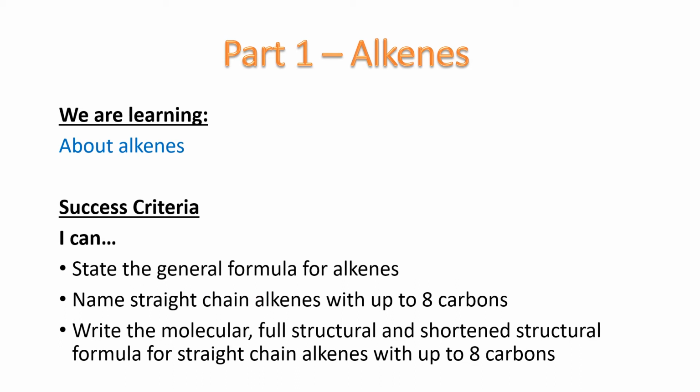So that's part 1 done, alkenes complete. So just there we were learning about alkenes. We should now all be able to state the general formula for alkenes. We should be able to name straight chain alkenes with up to 8 carbons. And we should be able to write the molecular, full structural and shortened structural formula for straight chain alkenes with up to 8 carbons.